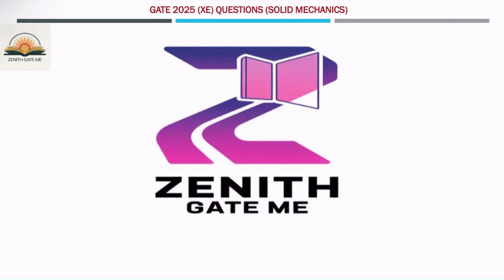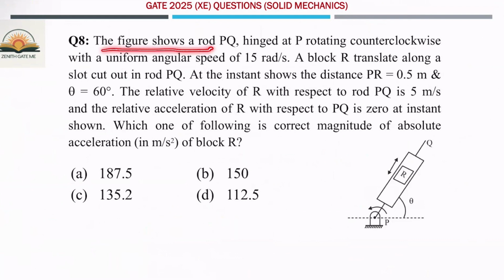So in today's session, I will discuss a question which was asked in the GATE 2025 engineering science paper from solid mechanics. It shows a rod PQ which is hinged at this point, rotating counterclockwise. Counterclockwise means anti-clockwise direction with a uniform angular velocity of 15 radian per second. That means this angular velocity is given as 15 radian per second. This rod PQ is basically rotating with a certain angular velocity, which is nothing but 15 radian per second.